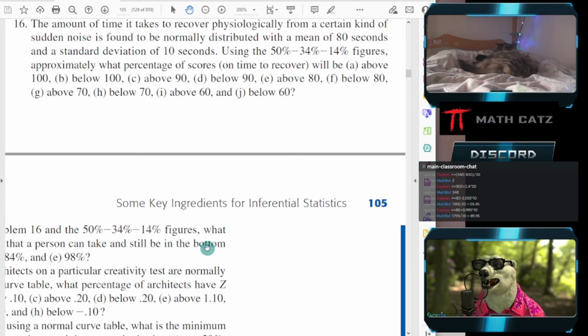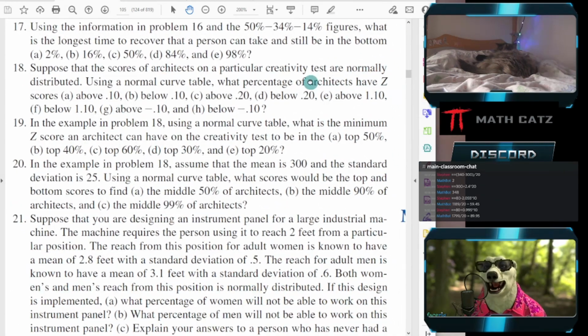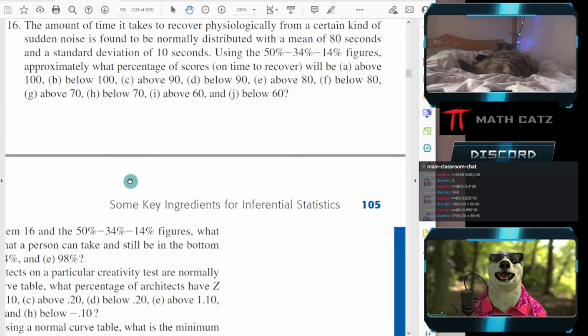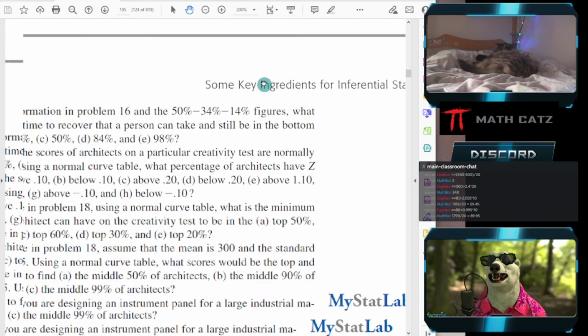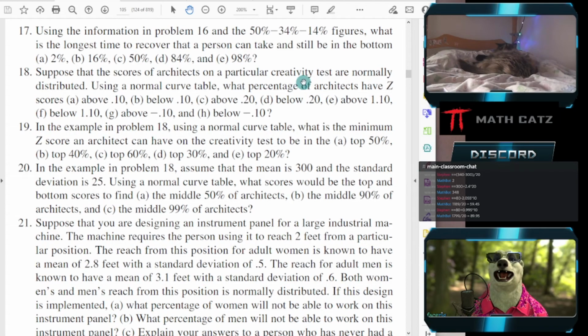Question 17. 17 is over here. Using the information in problem 16, we again have the mean of 80, standard deviation of 10. I'm now just flipping the question and asking what is the longest time, the raw score, so that I will be in the bottom 2%, 16%, and so on. Previously we did, I believe, A and D. So let's maybe do B and E. Is that what I marked here?